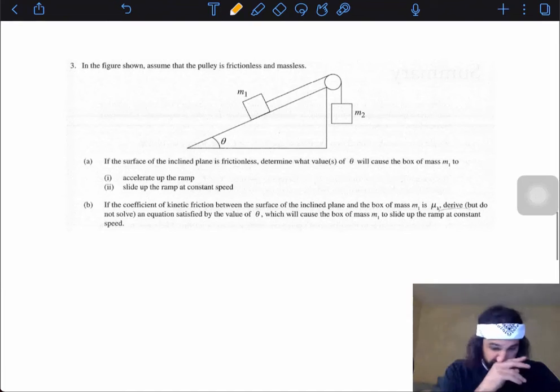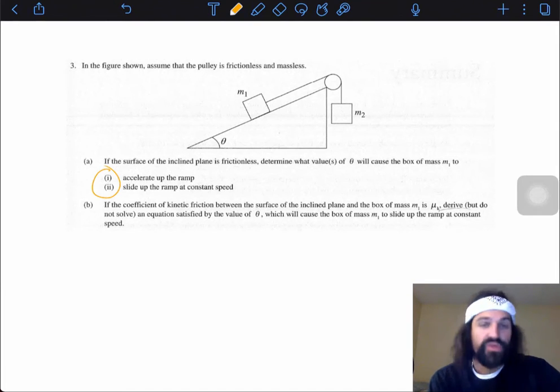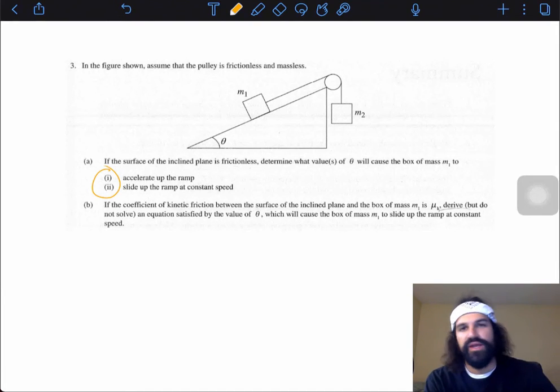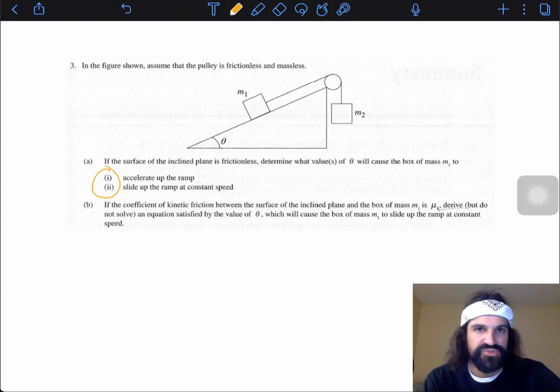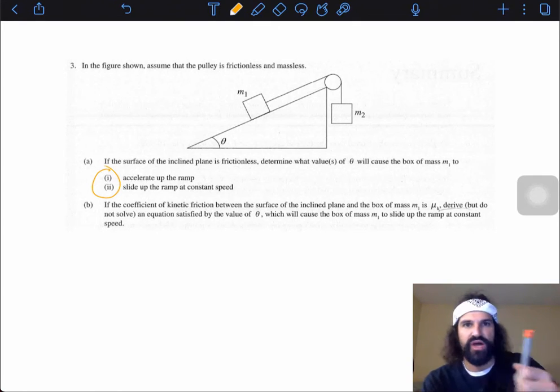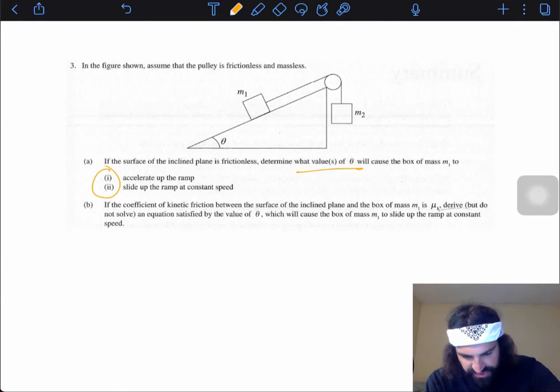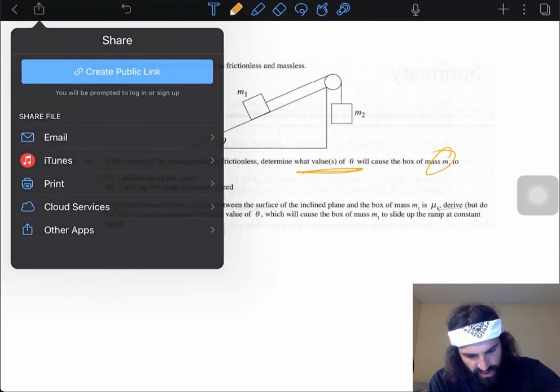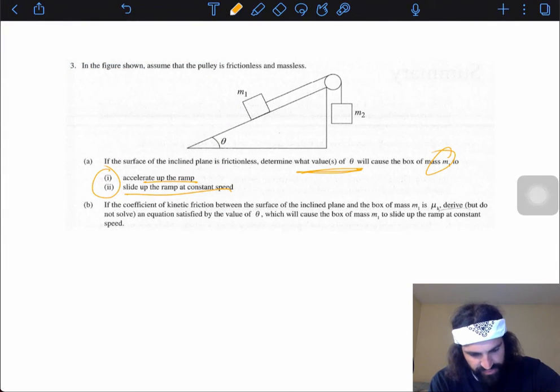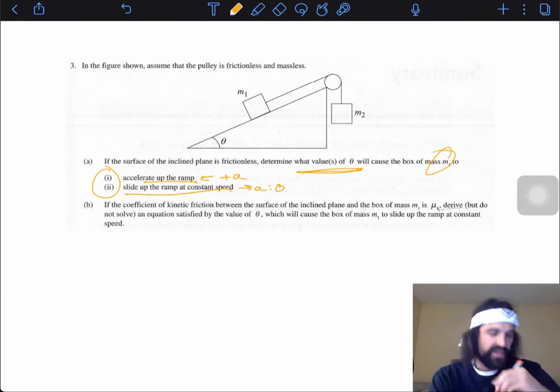All right, 3A, 1 and 2. Again, anytime I see a question, the first thing I do is look at a diagram: mass 1 over a pulley to object 2 at angle theta. And then I'm going to briefly look at the values of theta for mass 1 to accelerate up the ramp and slide up the ramp at constant speed. So this has a positive acceleration. This would mean acceleration equals 0.